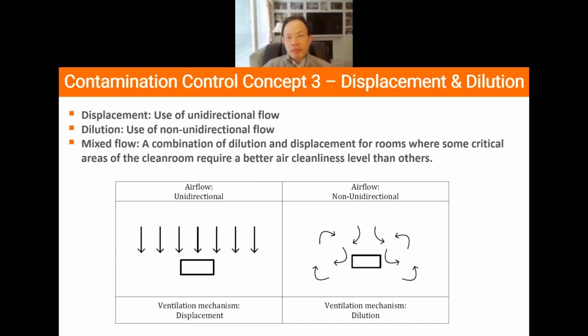But once particles are emitted from the source into the rest of the room, it's not reversible. They disperse into the room, and you cannot take them back. You do the dilution, then you use the return and exhaust air stream to take them out. So these are the two key methods. There is also what we call combined flow or mixed flow, which is the combination of dilution and displacement, where the critical area of the clean room requires a better air cleanliness level than the rest.